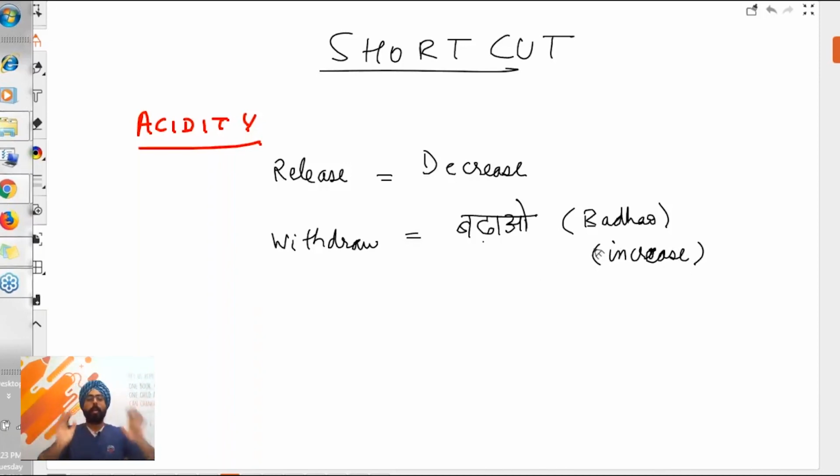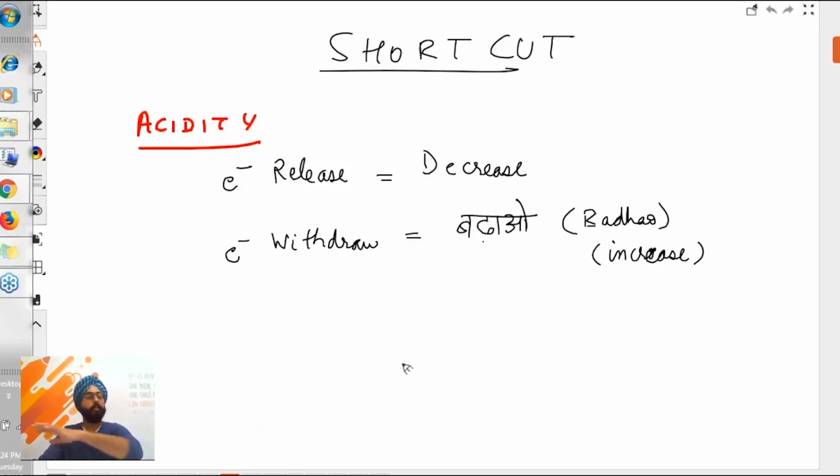So all you need to keep in mind to memorize this concept of acidity of organic species: release, decrease, withdraw, badhao. Release, what release? Electron release, electron withdraw. Okay, if you have an electron releasing group, if the group is releasing electrons, it will decrease the acidity. If the electron withdrawing group is there, it will increase the acidity. The concept you saw in the last two slides, number 6 and 7, you understood the concept.